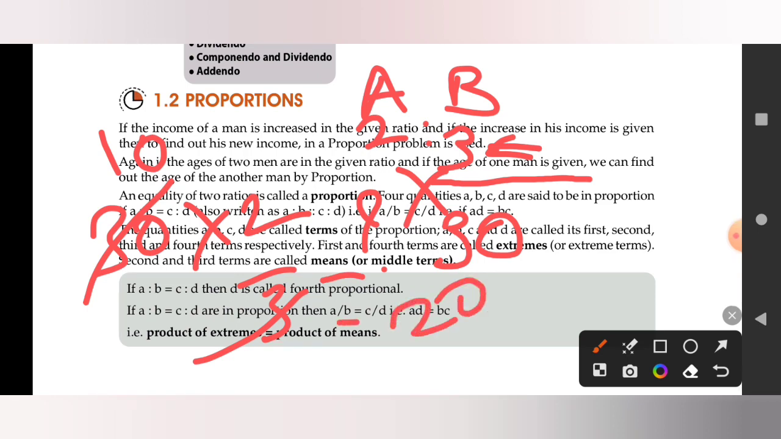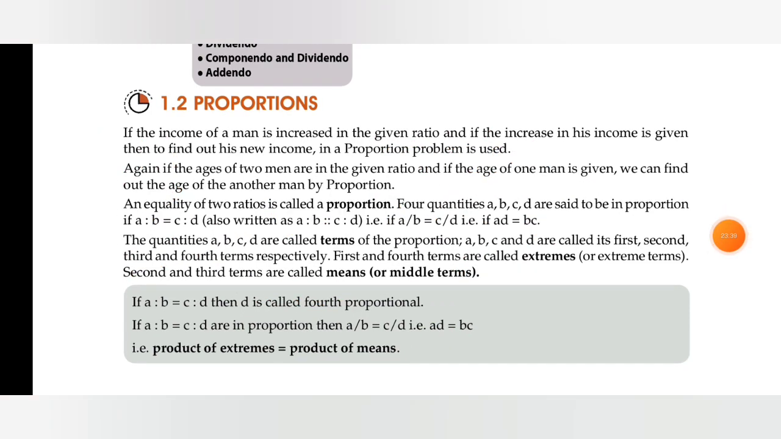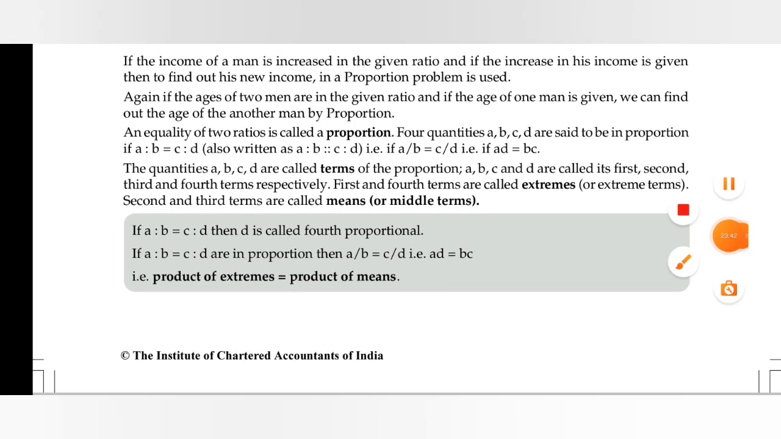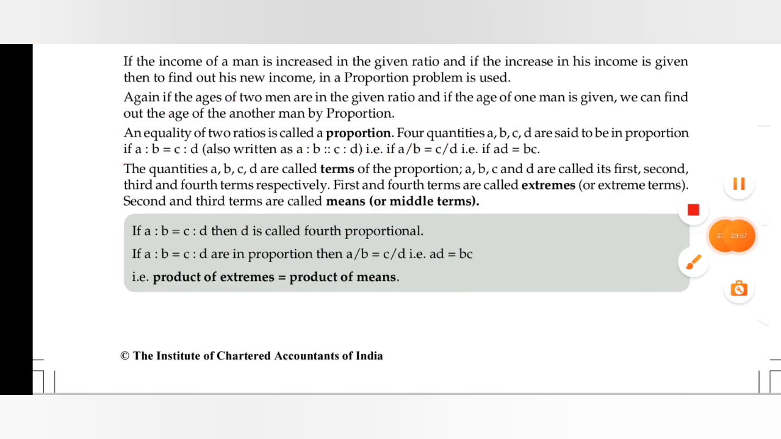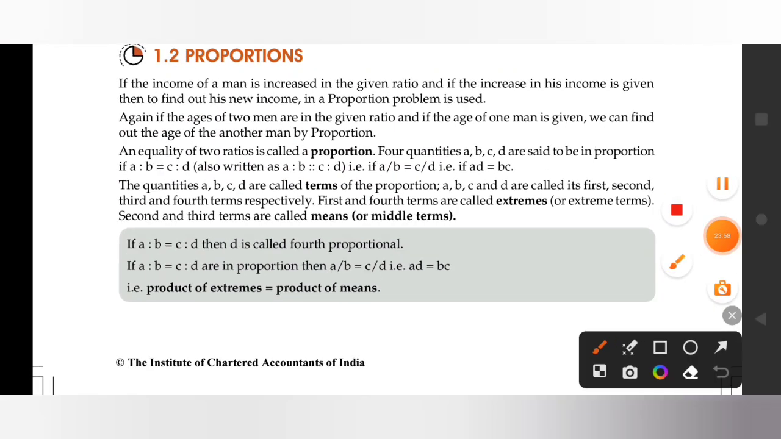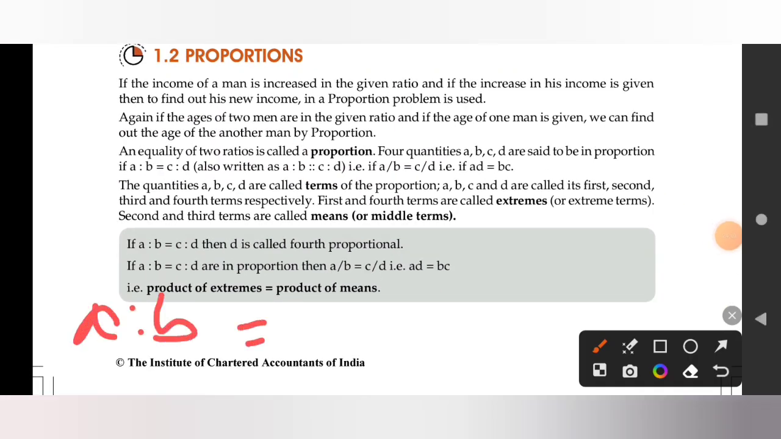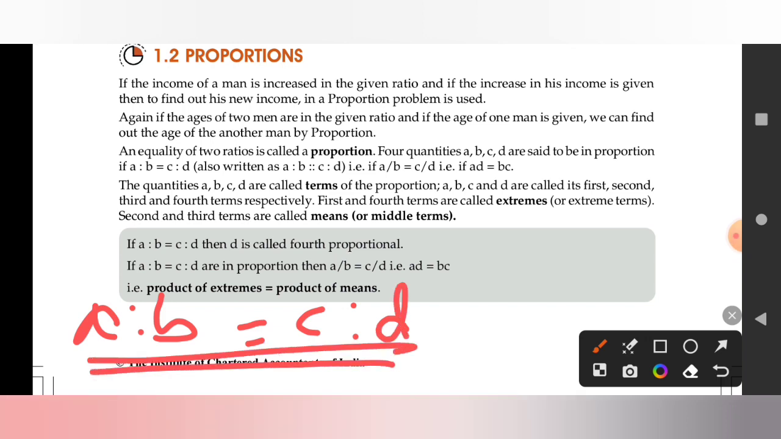It comes as 20 years. So with the help of proportion, you can solve the problem. And an equality, sorry, equality, not inequality. An equality of two ratios is called proportion. A is to B is equal to C is to D. This is equality of two ratios.